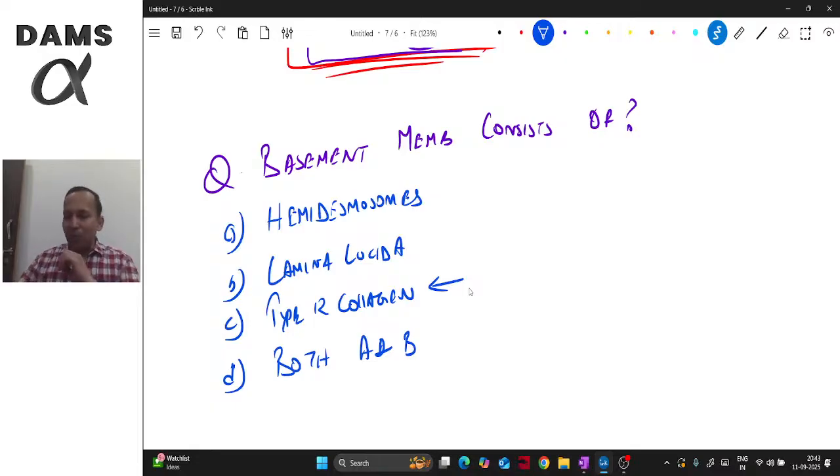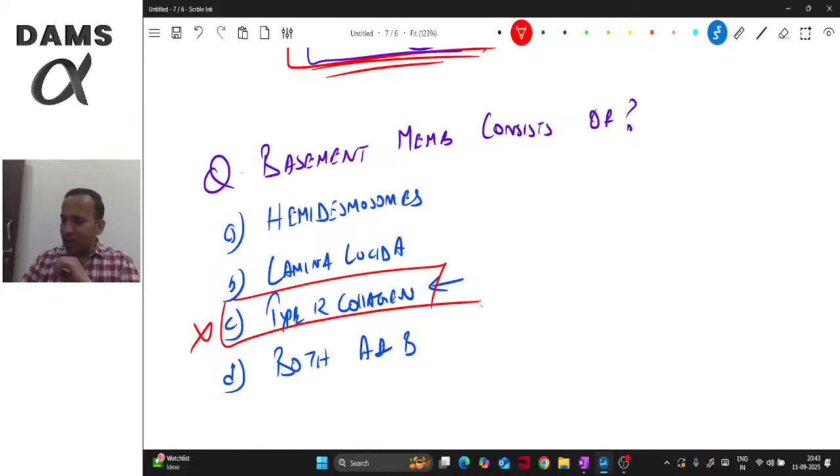So what do you think the answer will be? Obviously we can rule out option C. We simply ignore such useless question options. So basement membrane consists of hemidesmosomes, lamina lucida, or both A and B. Which of these do you think is the correct answer?